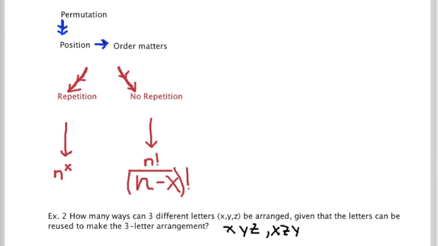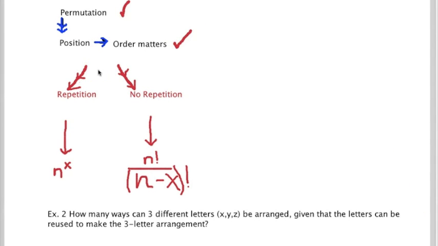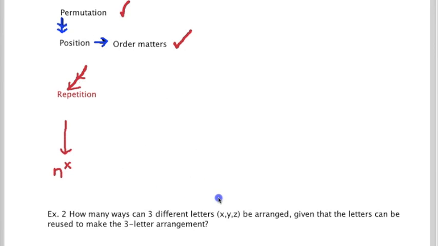So in this case, the order does matter. We know for a fact now that it is permutation because the order matters. Now, we need to see if there's repetition. Given that the letters can be reused, therefore it is repetition. So let's get rid of the no-repetition part. And in this case, it's pretty simple, right? We have n equal to 3, and x also equal to 3.